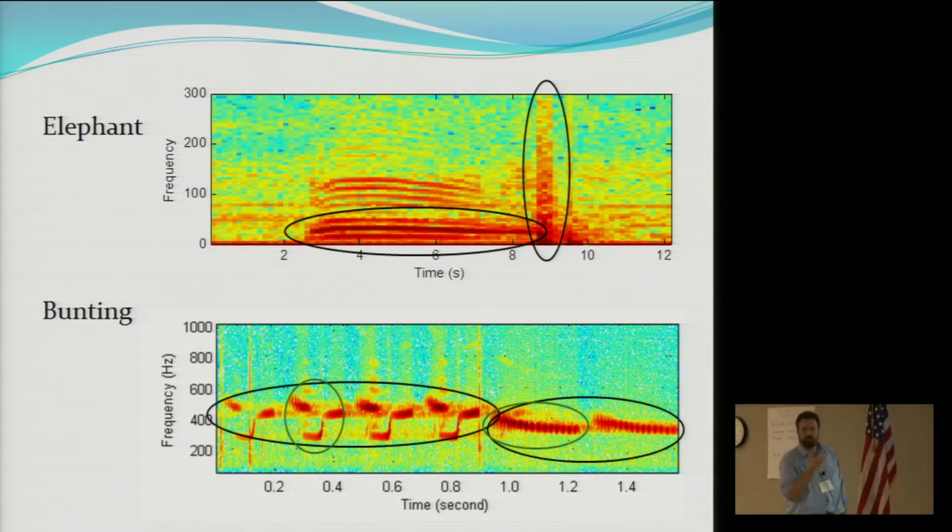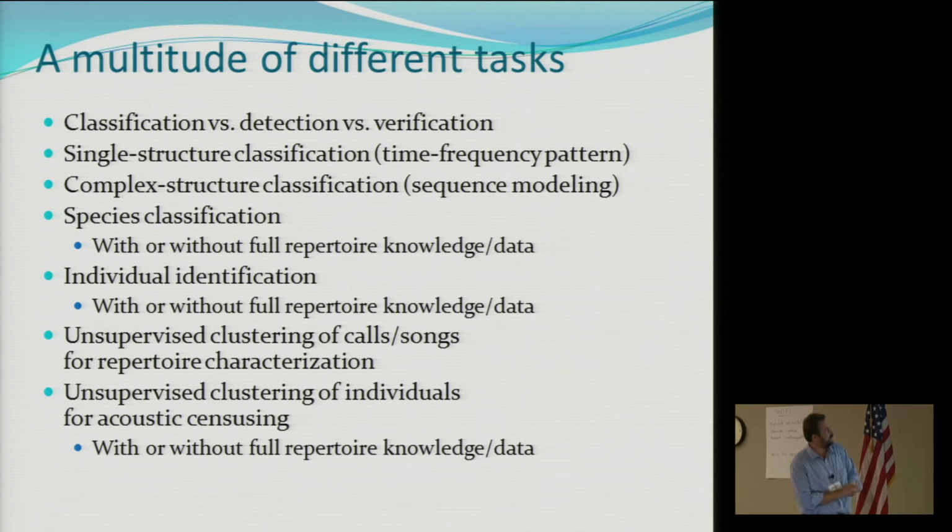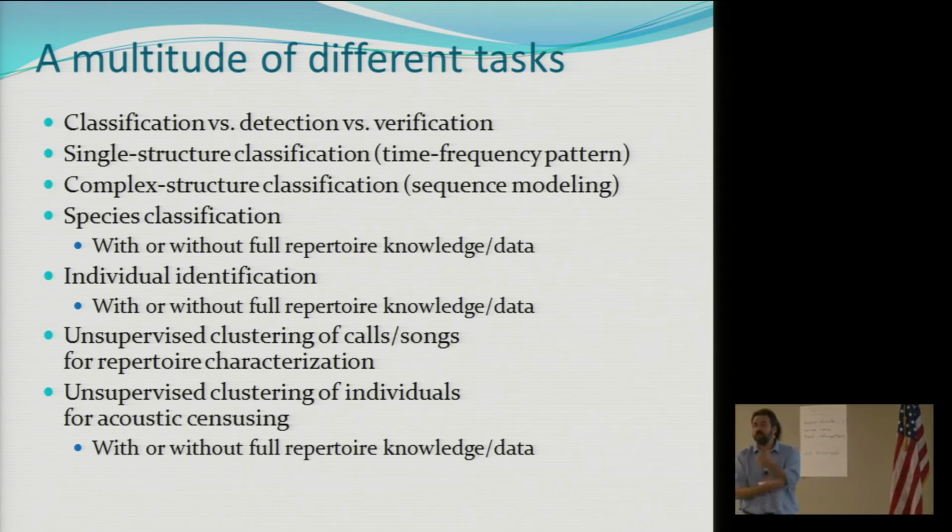If you really want to get a good match using a call classification algorithm, you have to be able to think at different temporal levels. Okay. So what are the tasks that we're trying to accomplish? This is a big list. I don't need to go through all of them. There's a lot of different tasks, and they're not all going to be solved with the same kind of tools. And so we should think about that.